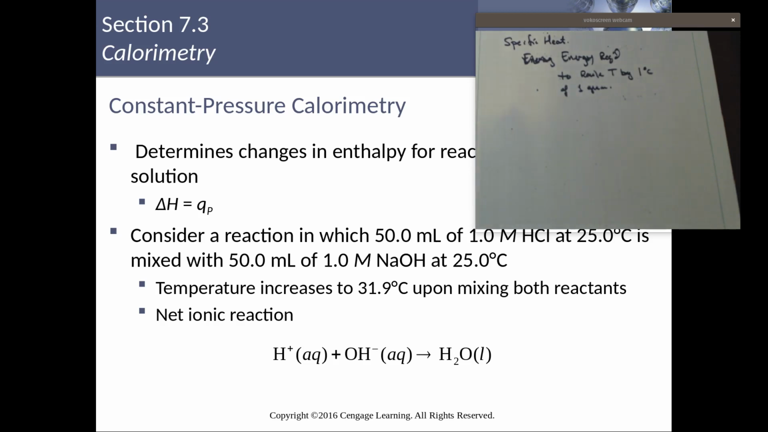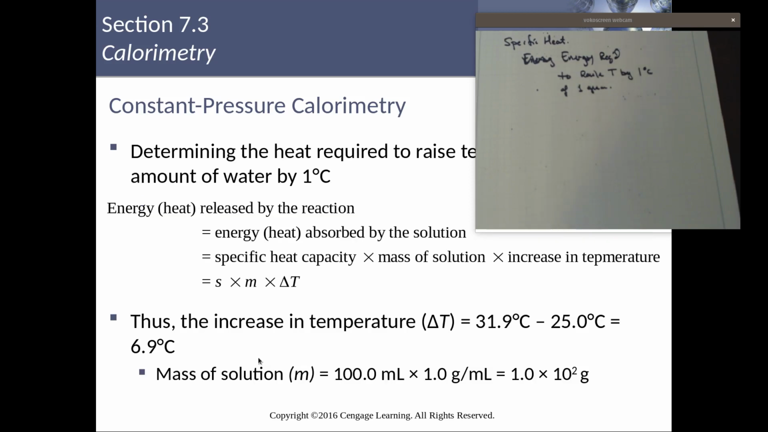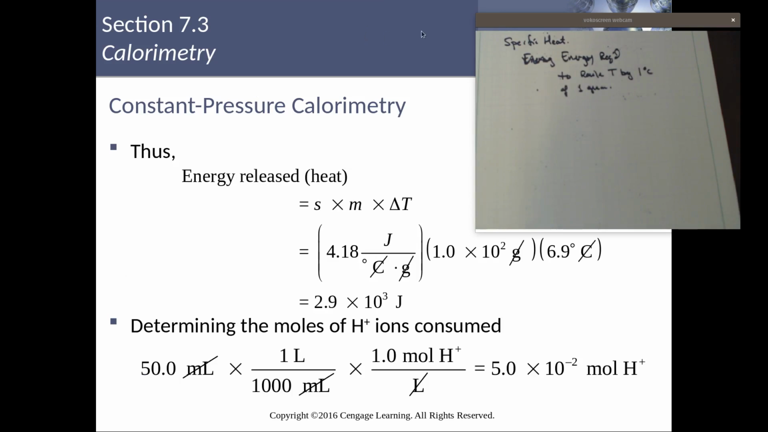Okay, so we do this experiment, and we mix it with 50 milliliters of base, sodium hydroxide, again at 25 degrees Celsius, and the temperature increases by 31.9 degrees Celsius upon mixing all of these things together. That's the net ionic reaction, simply creating more water. And I'm doing this all at constant pressure. So ultimately, what we're looking at is the heat needed to raise 100 milliliters of water by a certain amount of energy.